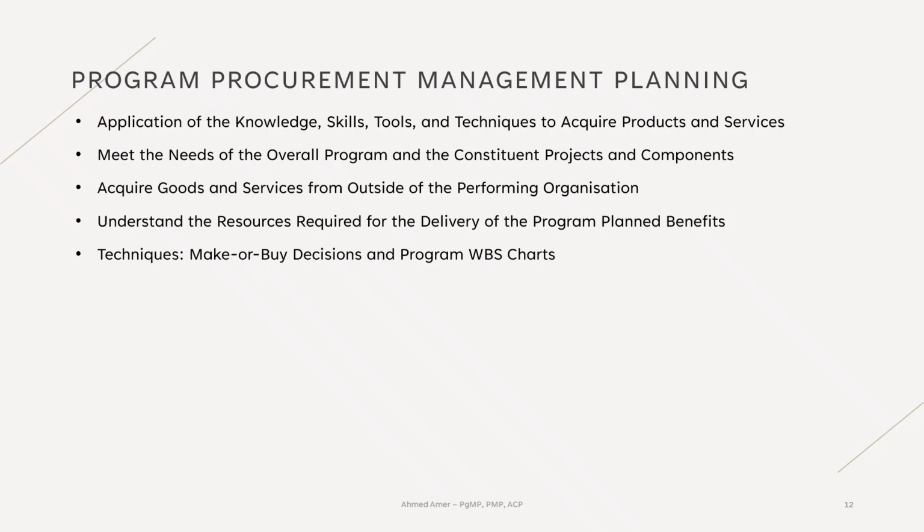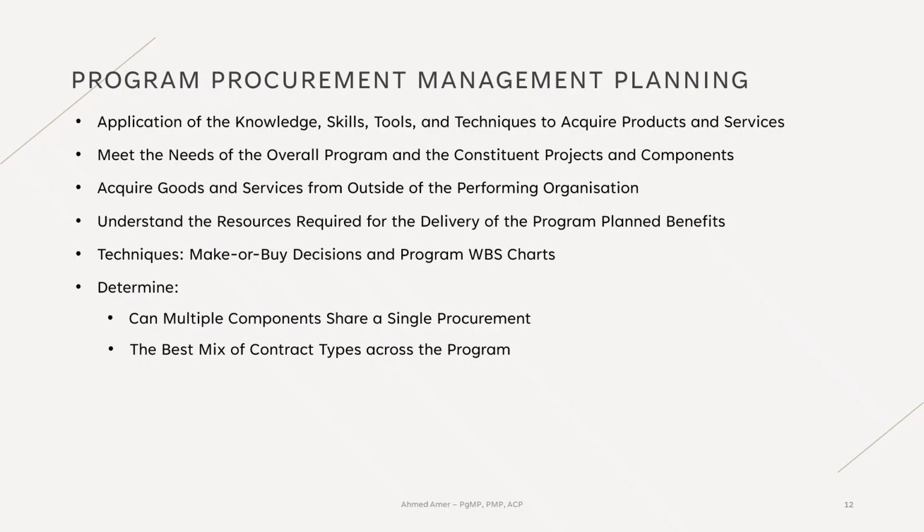The program manager looks across all components and develops a procurement approach that optimizes cost, timing, risk, and value for the entire program, not just for individual projects. This planning activity examines commonalities and differences across the program to determine things like whether multiple components can share a single procurement. So instead of each component having a separate procurement, one large procurement might reduce cost, risk, or administrative effort. It also determines the best mix of contract types across the program.